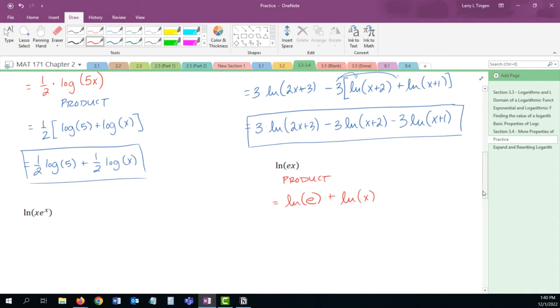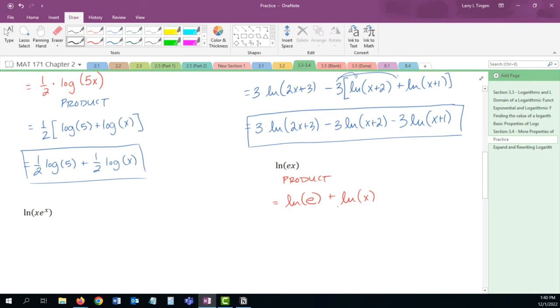So Tony had a good question. When you're doing this work and submitting it, do you need to indicate which property you're using? No, I'm cool with you just going straight from this to this step without mentioning it. But if you want to, you can.